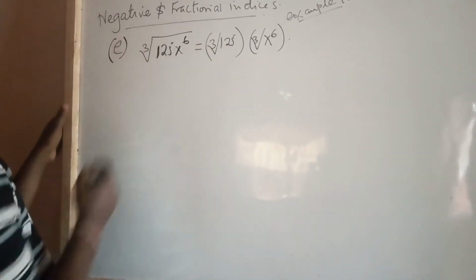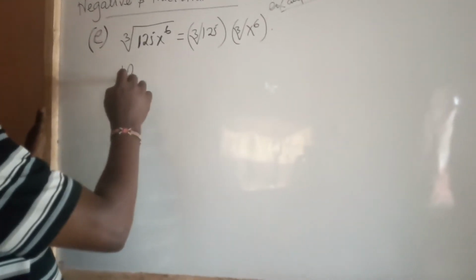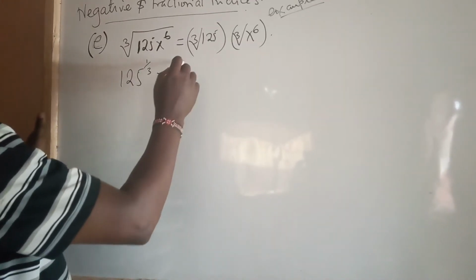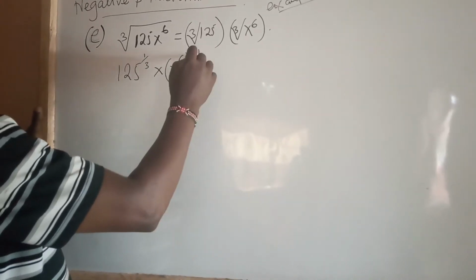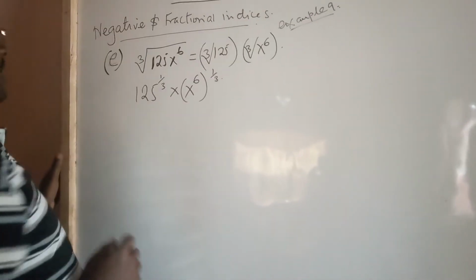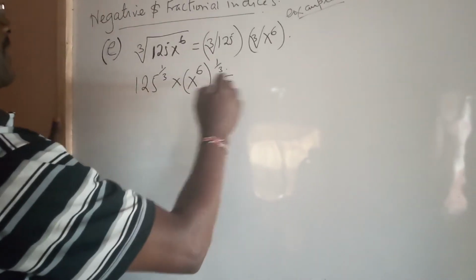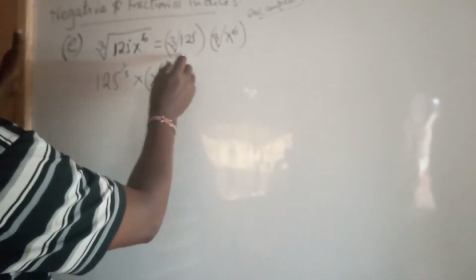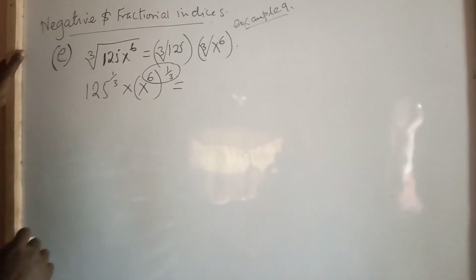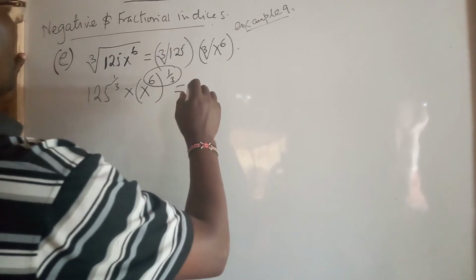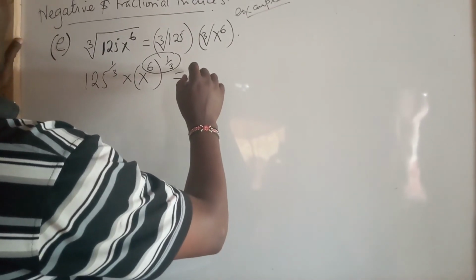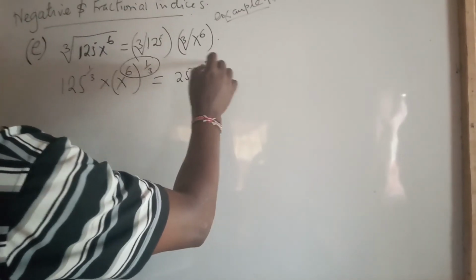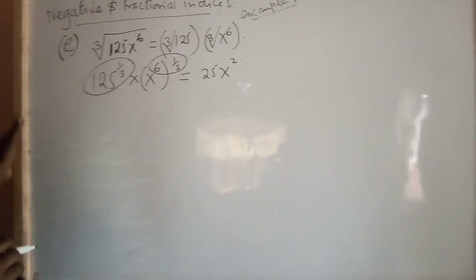We know the cube root of 125 is the same as 125 raised to power 1 over 3, times x raised to power 6 raised to power 1 over 3. Of course, the cube root of 125 is 5, and the cube root of x raised to power 6, we need to get the product of that, and we are going to have 25x squared. How do we get 25 there?